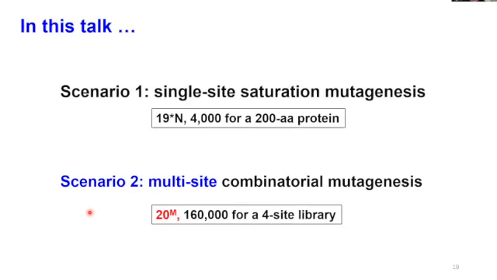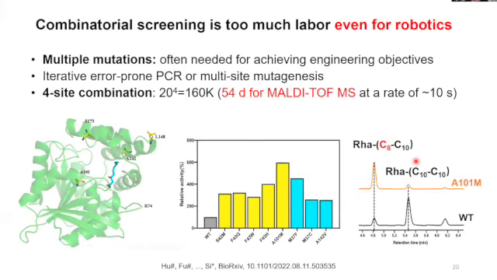Once we have that, we go ahead to do multi-site combinatorial mutagenesis, because as we know, most of the time protein engineering requires introduction of multiple mutations to get the desired phenotypes. It's traditionally achieved by iterative error-prone PCR or multi-site mutagenesis. For the latter, the library size grows very quickly. With just 4 sites, we're looking at something like 160K, so even for MALDI, that would take a large amount of time.